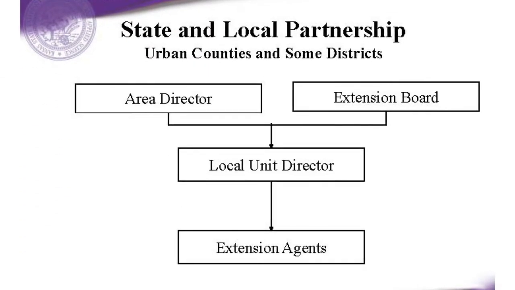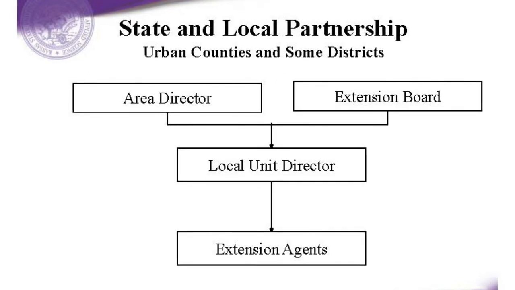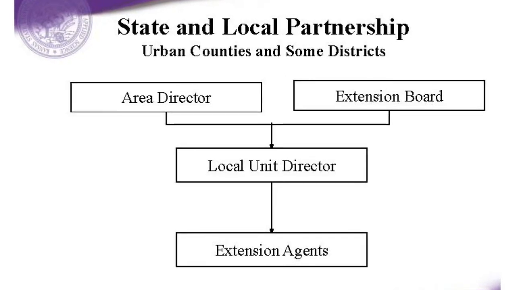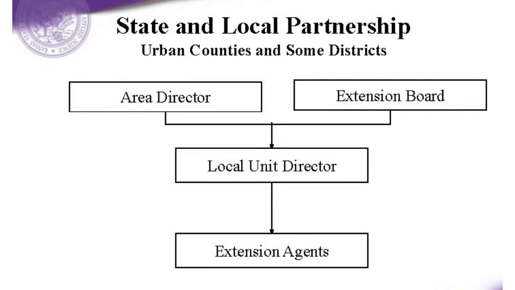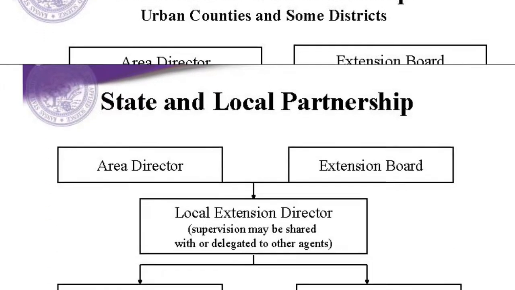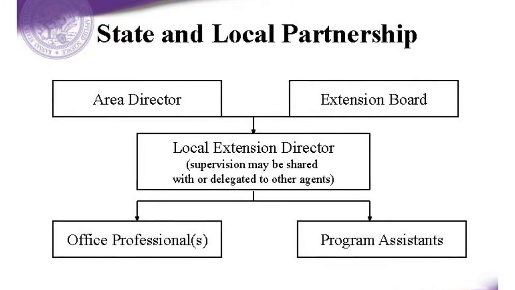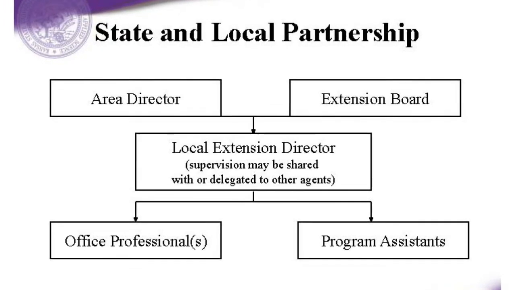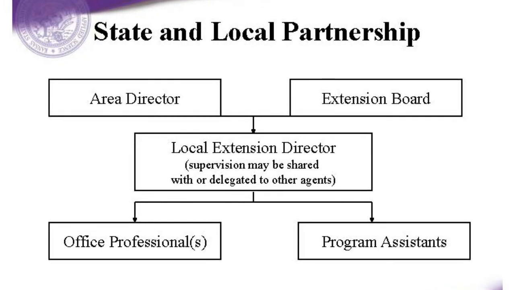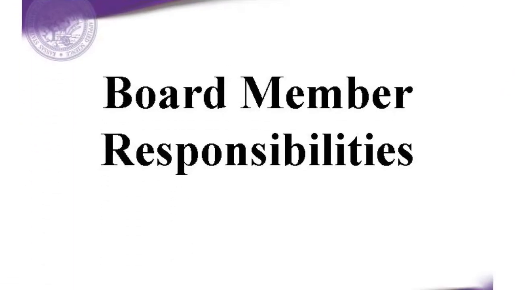In local units with 4 or more agents, or in counties with 4 agents if the board and area director are in agreement, the local extension director also has responsibility for supervising and evaluating agent performance with input from the area director and board. The local unit director, no matter the size of the agent staff, has supervisory responsibilities for office professionals and program assistants to include hiring, assigning responsibilities, coaching, and reviewing performance. The responsibility may be shared with or delegated to other agents.